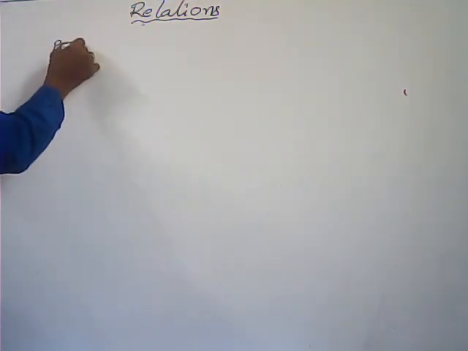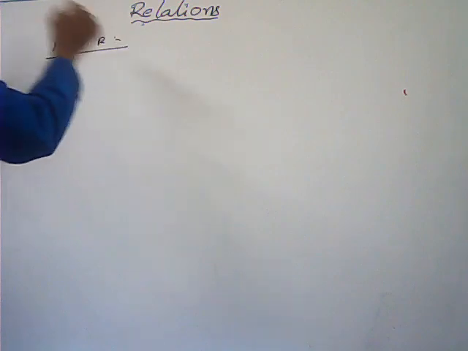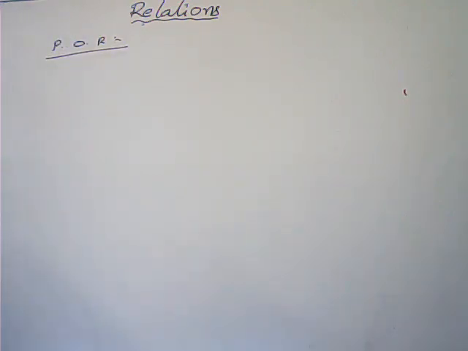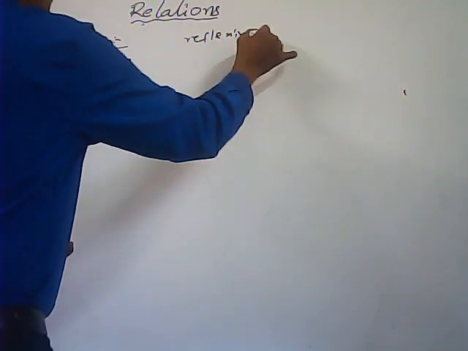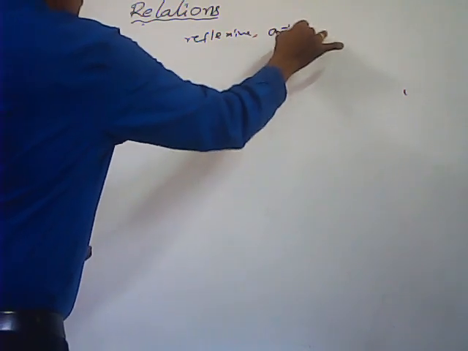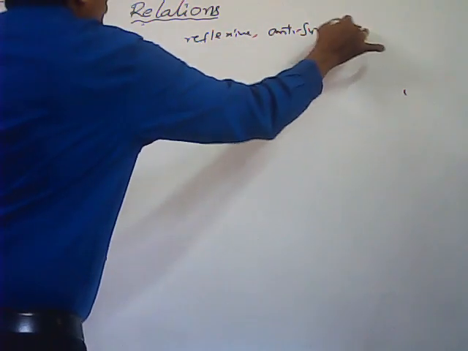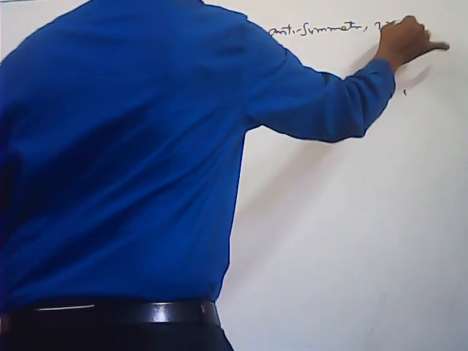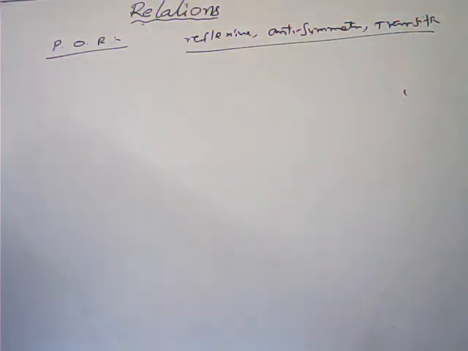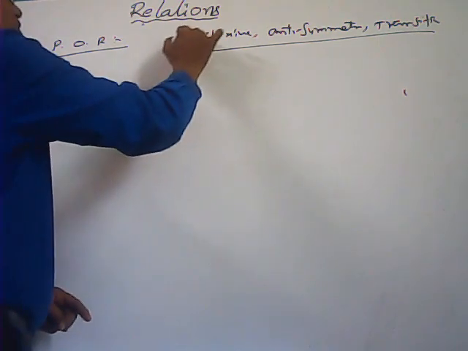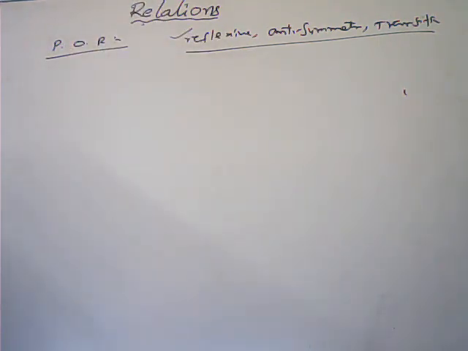Partially ordered relation. Now, if a relation satisfies reflexive, anti-symmetric and transitive, then that relation we say is a partially ordered relation.